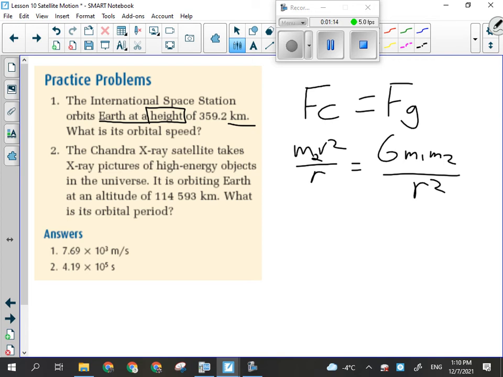And for this one here, you're looking for the orbital period. And remember, that's where we have to do that substitution for V. So keep that one in mind for number 2. I'll give you guys a few minutes to try those, and then we'll walk through them together.